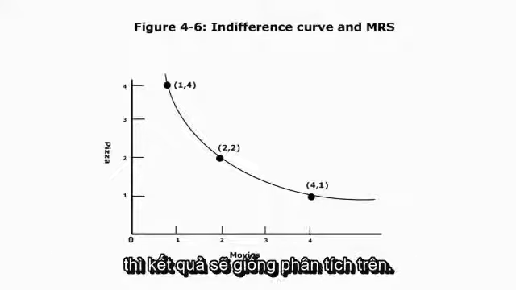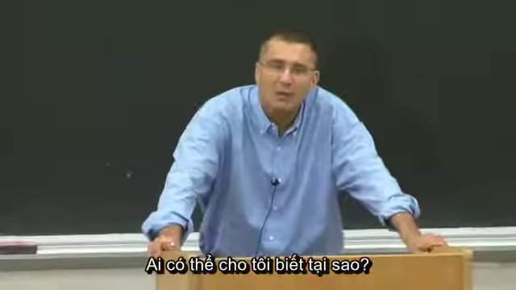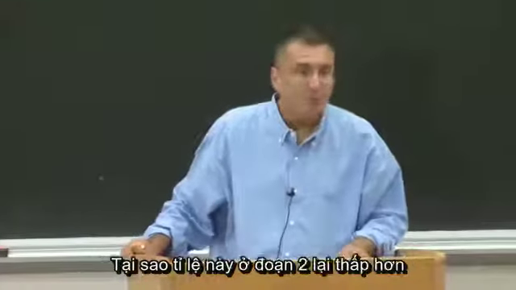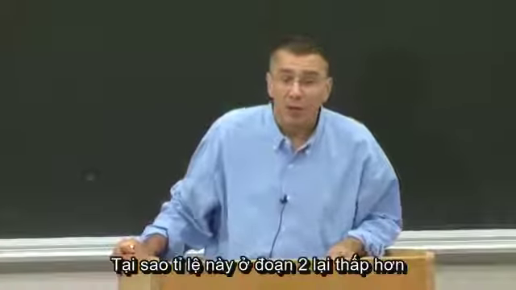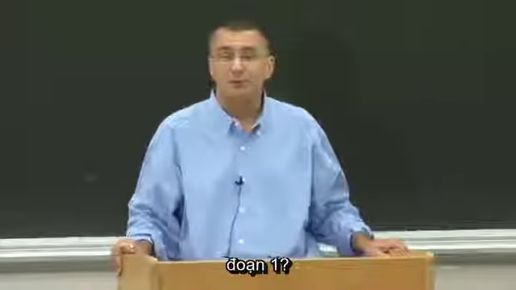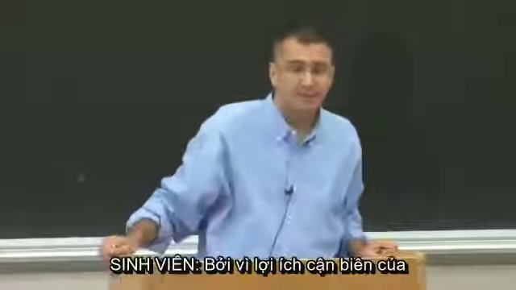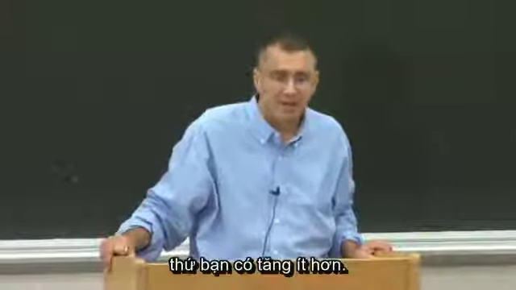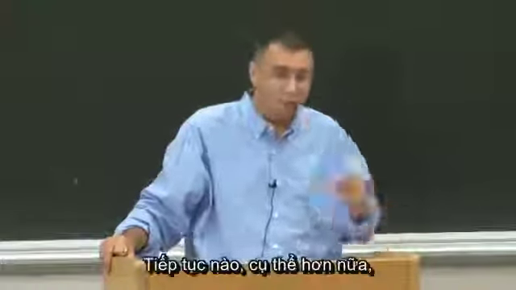But if they were linear, that's what it would be. Can someone tell me why? Why is the marginal rate of substitution falling? Why is the marginal rate of substitution lower on that second segment than on the first? Yeah? Because marginal utility increases the fewer of something you have. Exactly. So go ahead, flesh it out.